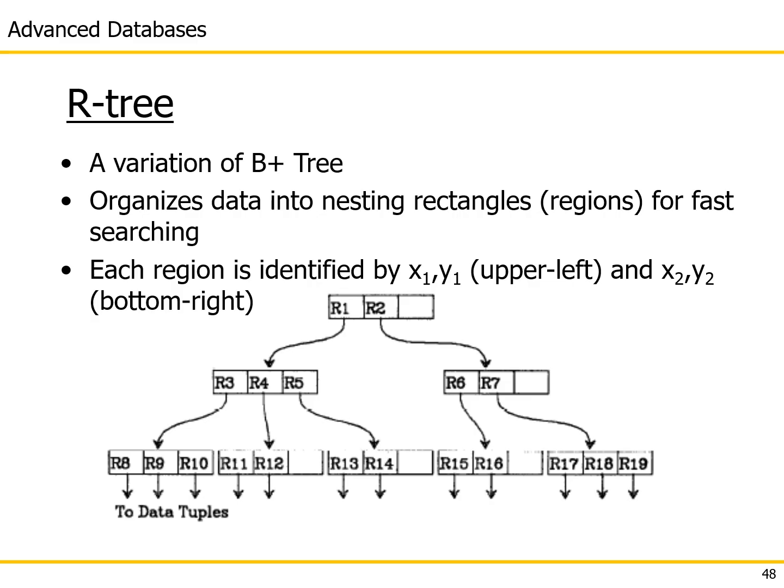In other words, it will have 4 values, x1, y1, x2, y2. So each one of those R's that you see here, R1, R2, R3, R4, R5, and so on, all the way to R19, each one of them consists of 4 numbers: x1, y1 for the upper left corner of the bounding box, and x2, y2 for the right bottom corner of the bounding box. Okay? So this is really the major difference between R-trees and B plus trees.